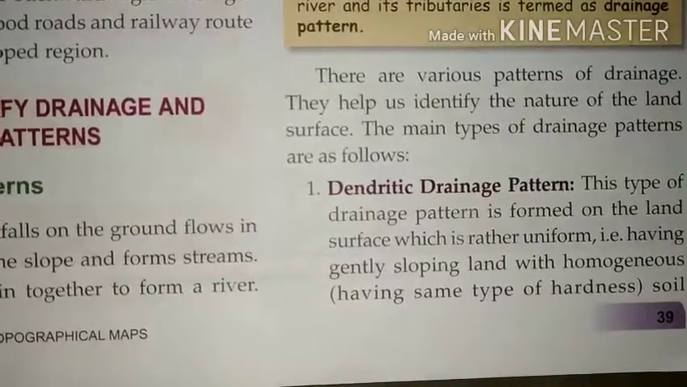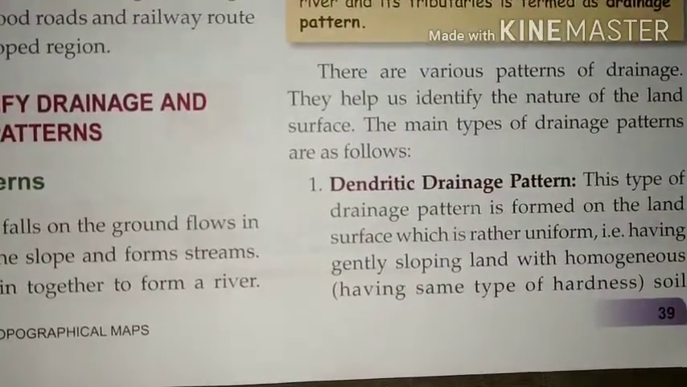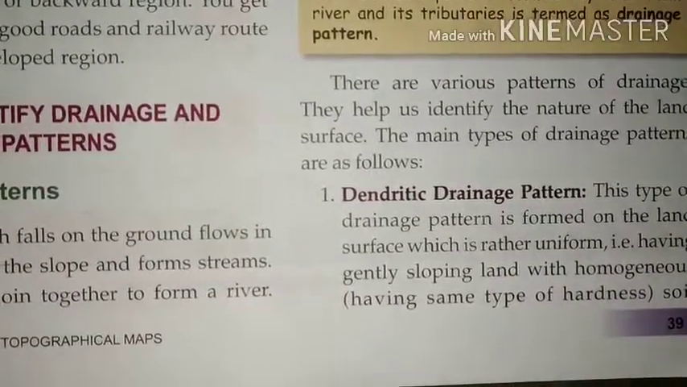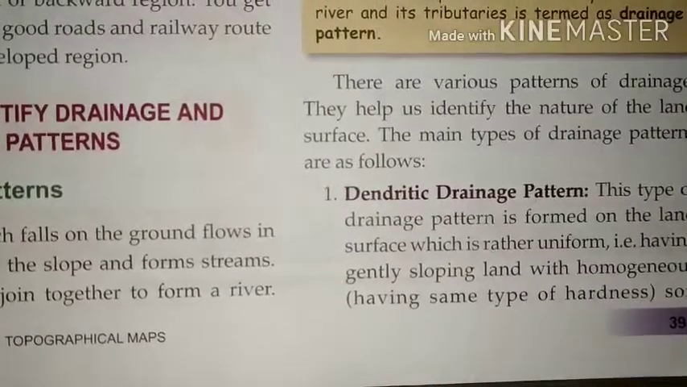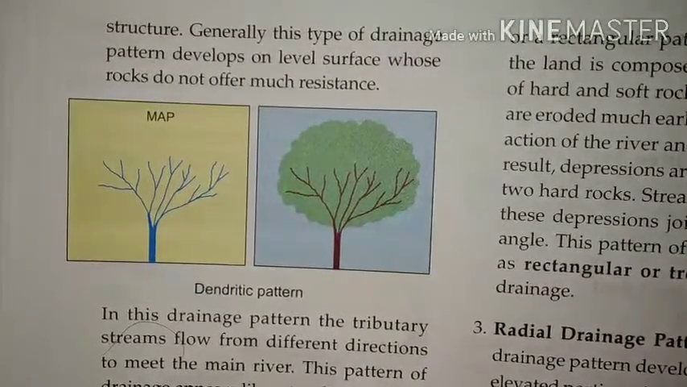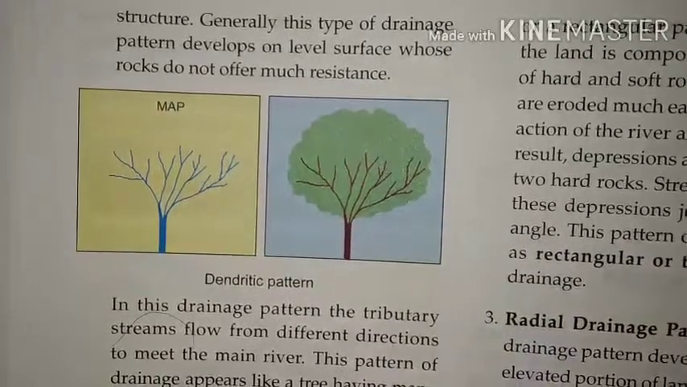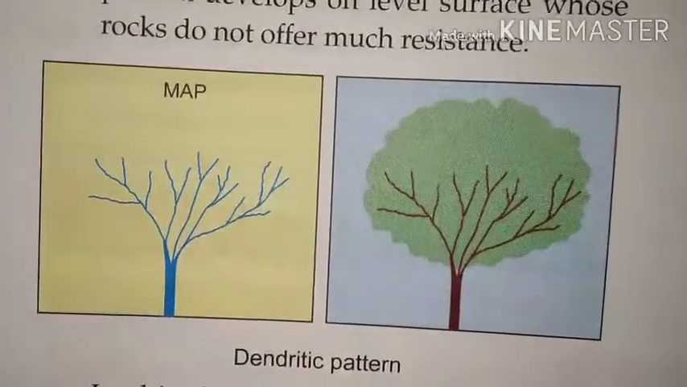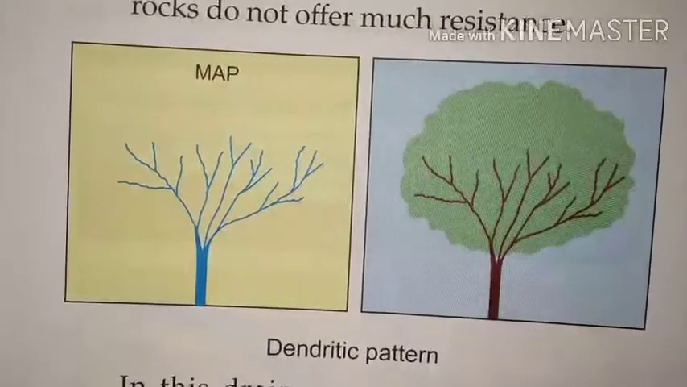gently sloping land with homogeneous rock, that is, having the same type of hardness. The softness or the hardness of the soil is the same everywhere. So this is how the dendritic drainage pattern is formed. Generally, this type of drainage pattern develops on a level surface whose rocks do not offer much resistance. So that kind of pattern is visible there. Can you see it there? The structure of the drainage is like a tree, like the branches of a tree. That kind of shape will be there.